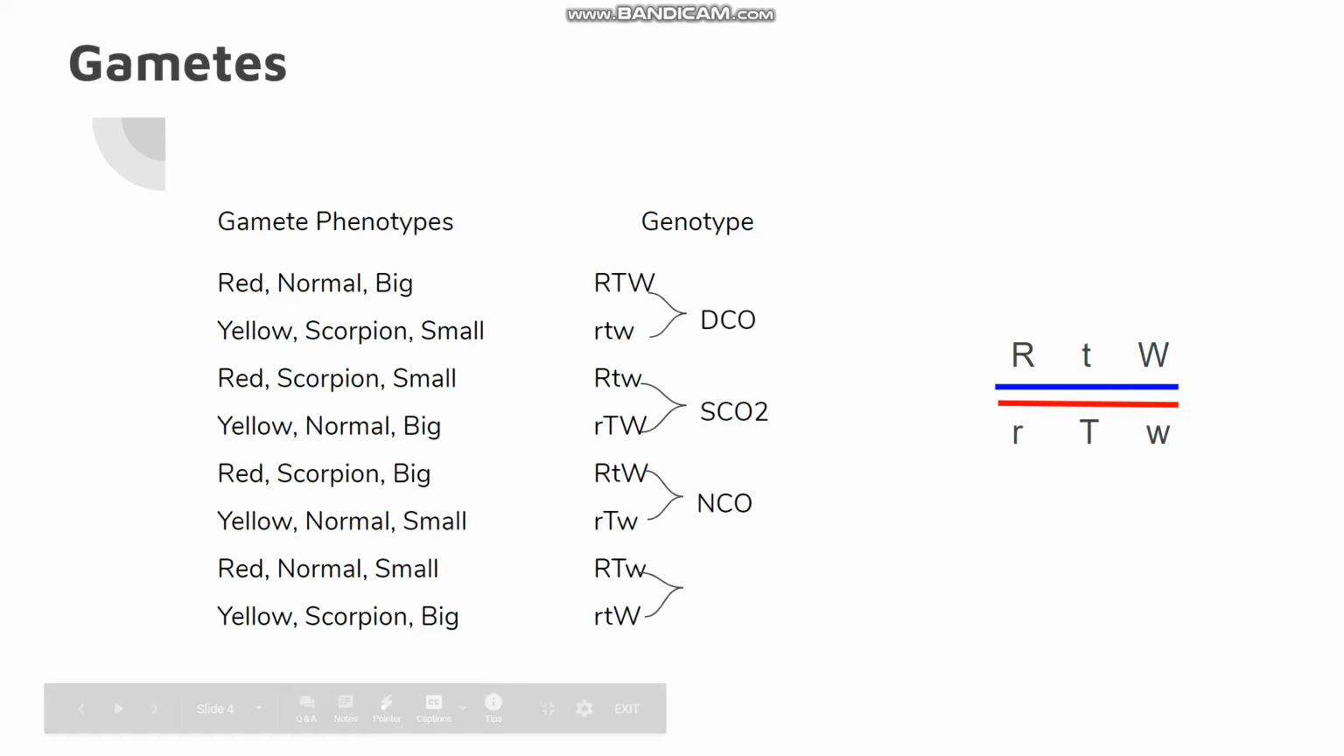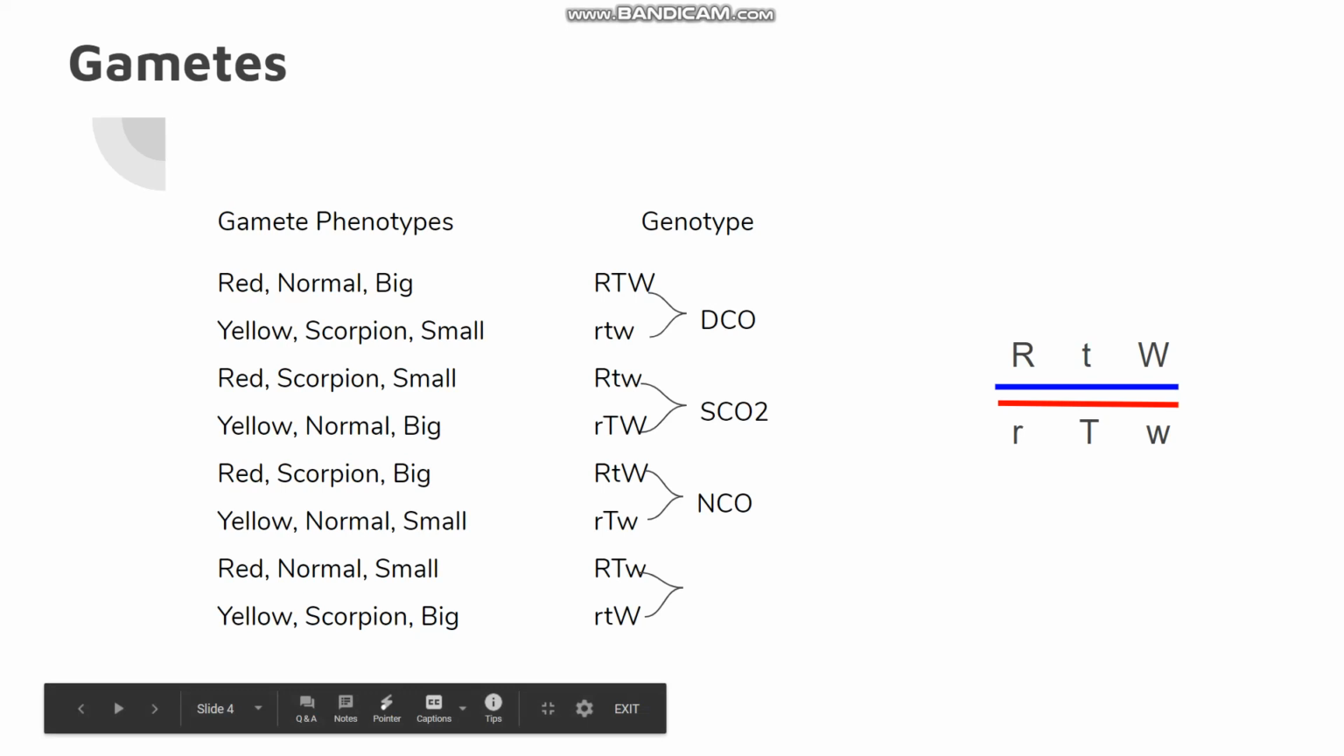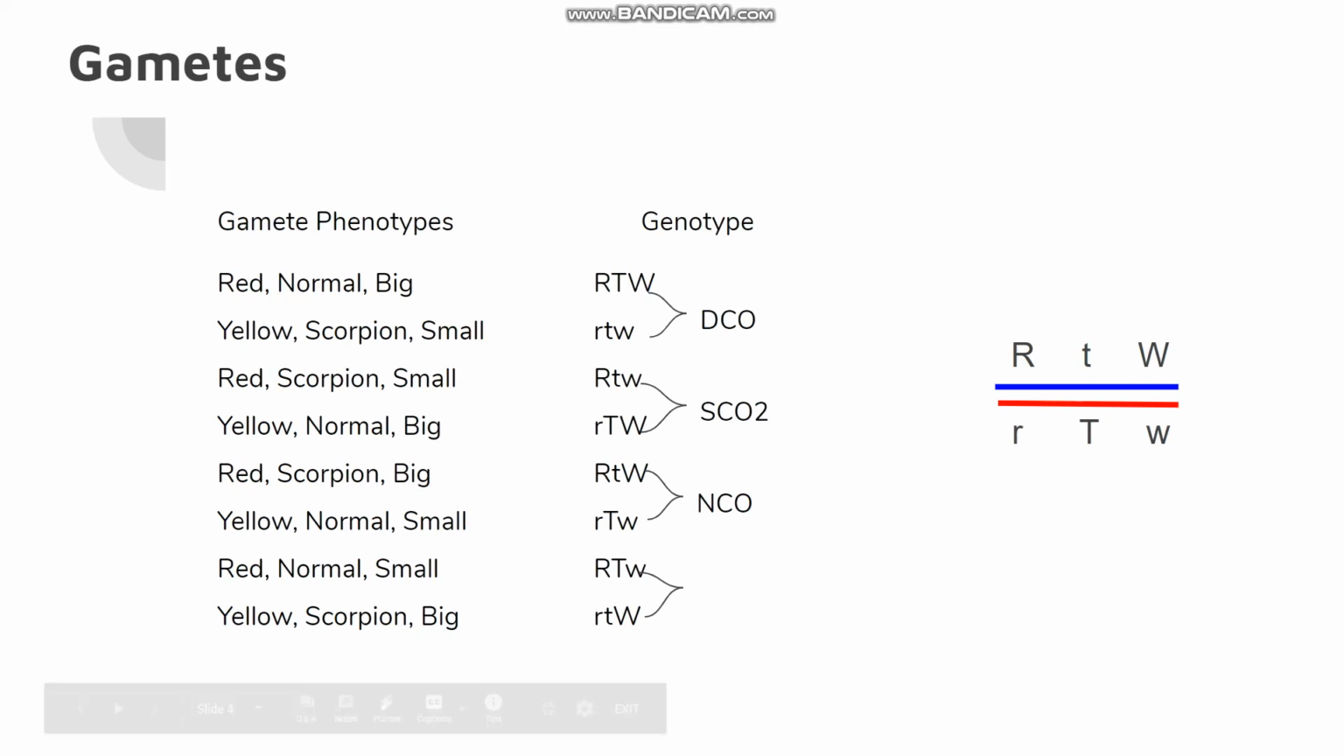And finally, we have big R, big T, and small w. We would have to cross over at the first site to get this gamete and the small r, small t, and big W, so this is SCO1.